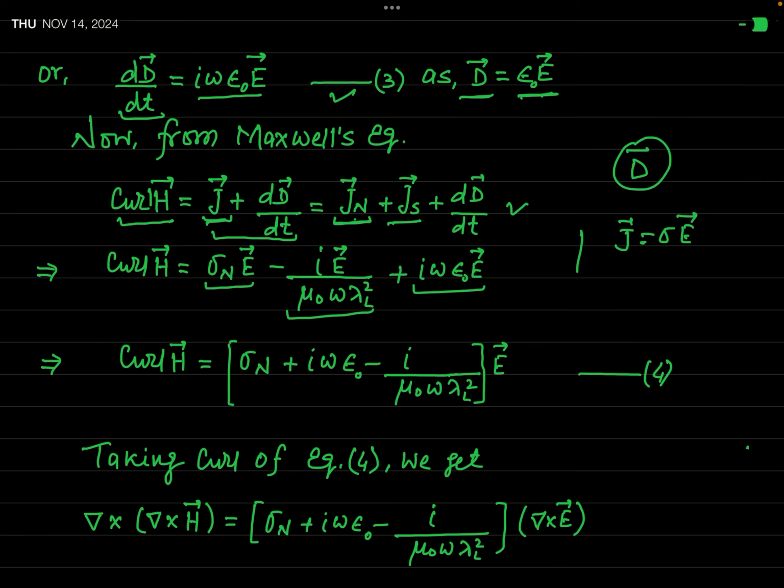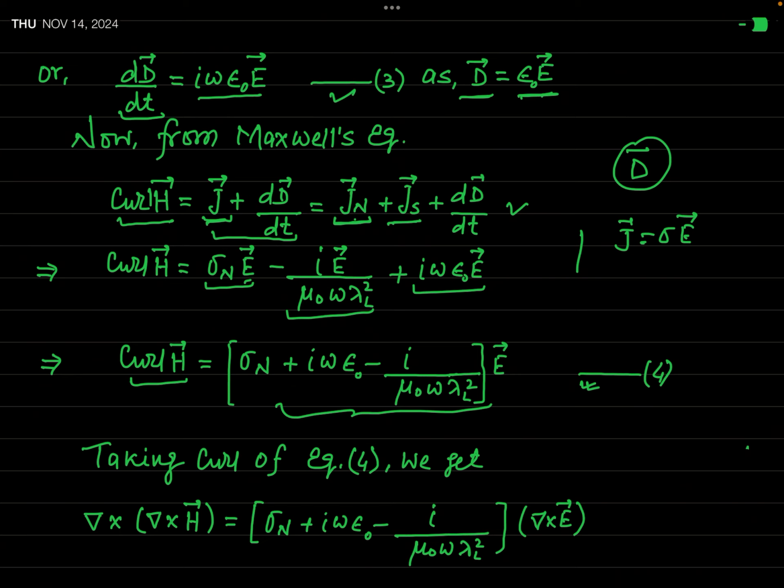So we have made use of all the above results in this Maxwell's equation. Now you can see the electric field vector is present in all the three terms in the RHS, so you can take it as a common factor, and therefore curl of H is equal to this much. Now, to get the desired result, we will take the curl of this equation 4, or you can say that we are taking curl of both sides of equation 4.